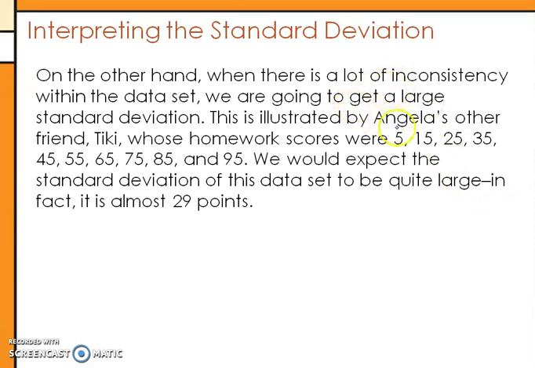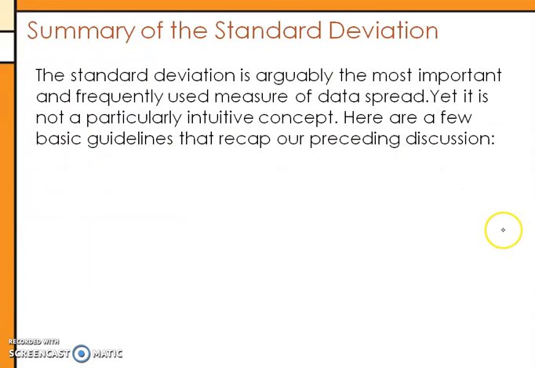So let's say another student gets a 5, a 15, a 25, a 35, a 45, a 55, all the way up to 95. They got some really low scores and some really high scores. The standard deviation in this one is almost 29 points. And you notice the one we did was 3.3. So this data is much more spread out than our data. That's what standard deviation is measuring: how far spread out your data is.